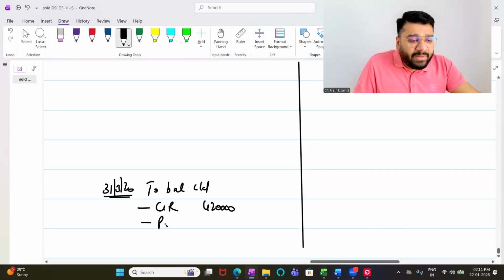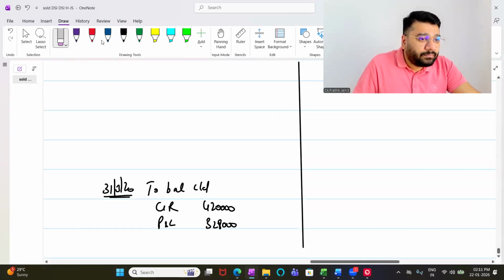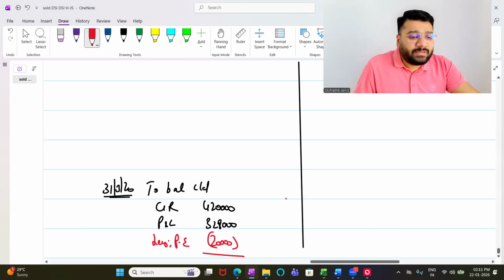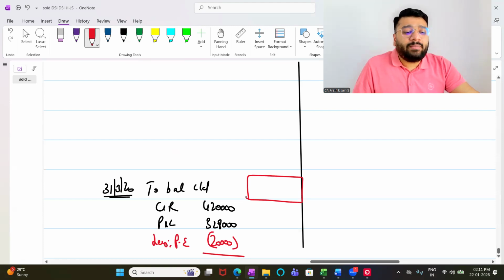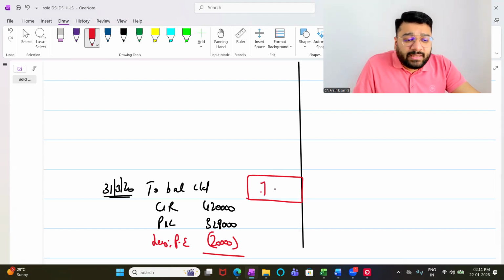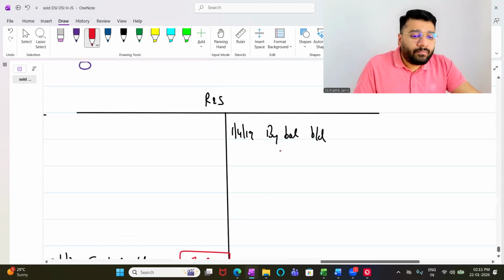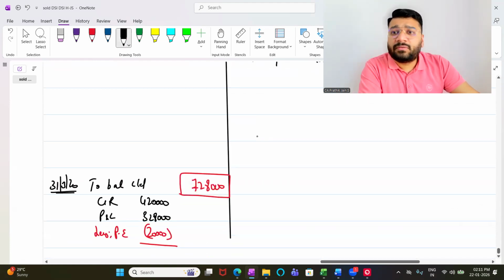Okay. Then P&L, how much? 328. Less preliminary expenses 20,000. Tell me the net balance, please. 420 plus 328 minus 20,000. 7,28,000. Any difficulty? This is the net closing reserve and surplus.